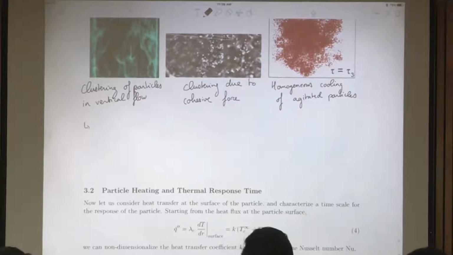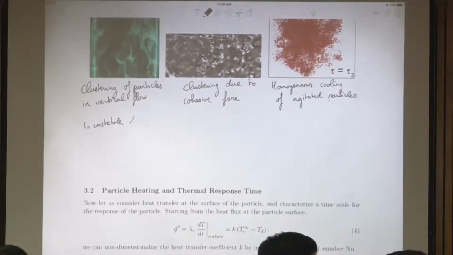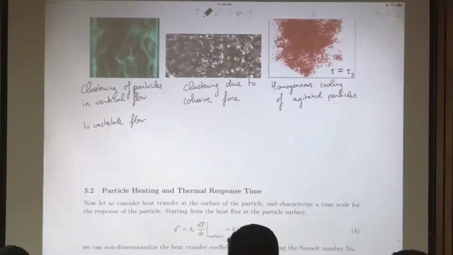So this is an unstable flow that leads to this, and here it is inelastic collisions.